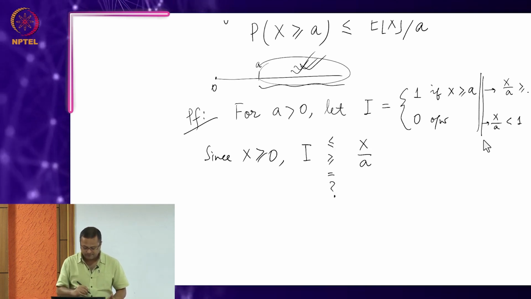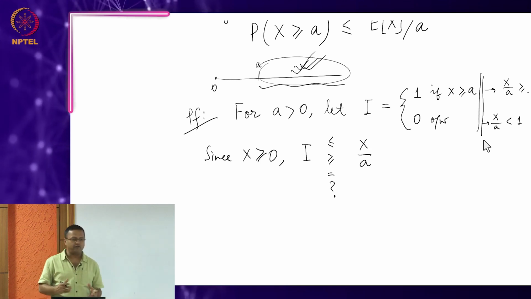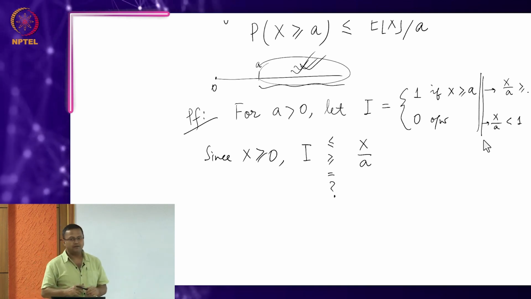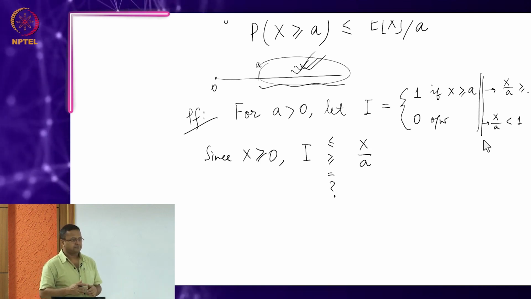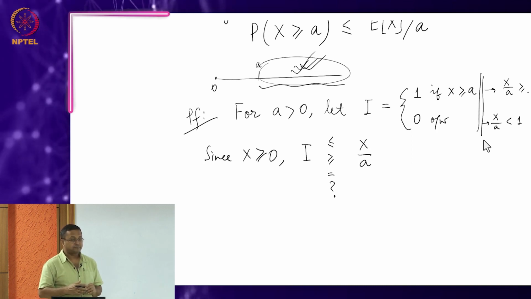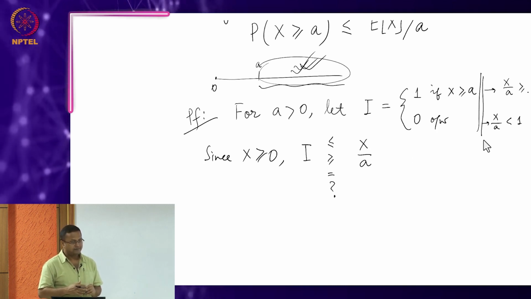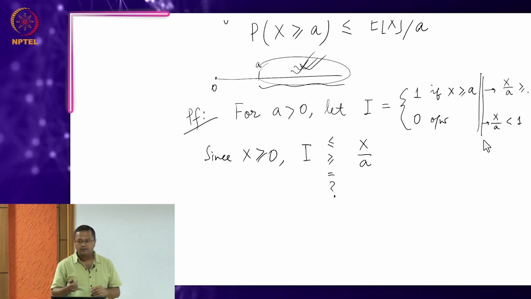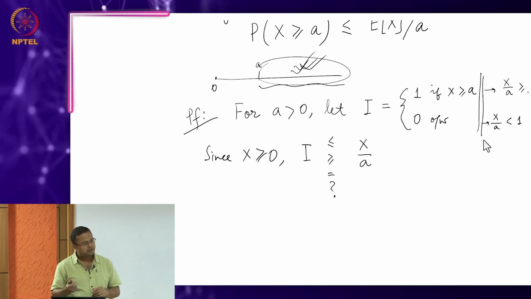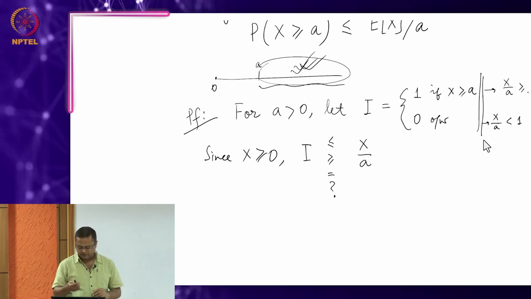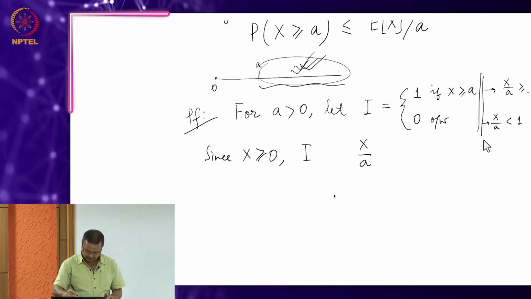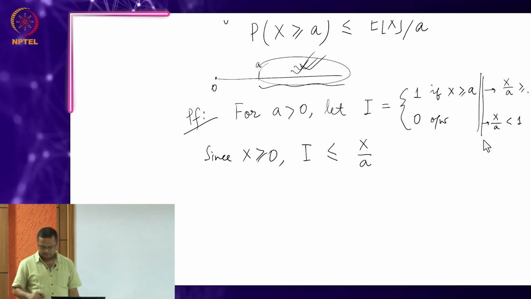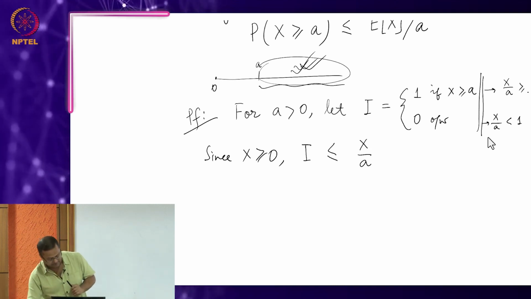So, I want to write an inequality or an equality involving I and x by A. Which one of these holds? Less than or equal to, right. So, the first one holds, good. Why? Right, else it is 0, fine. X is always positive, good. So, this is less than or equal to. So, once you do this, the rest is easy.